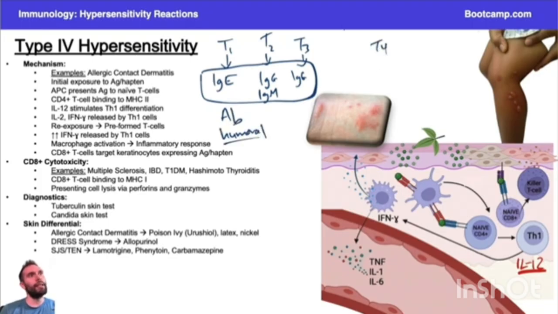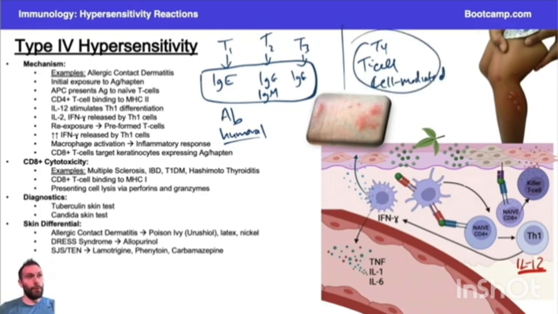But type 4 is kind of in its own world in the sense that this is primarily going to be T cell mediated, a cell mediated response, because we have T cells involved. So it's a little bit different in that sense. It's not necessarily humoral. There's no antibody that's classically going to be potentiating this pathway.